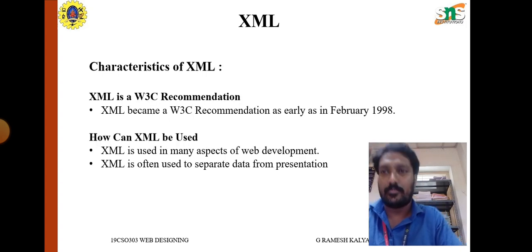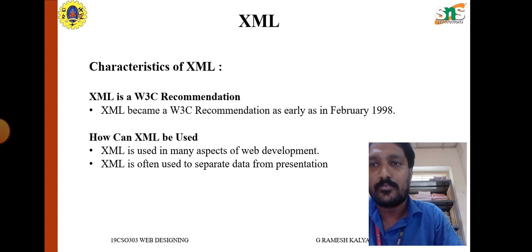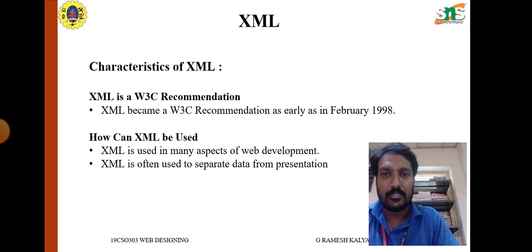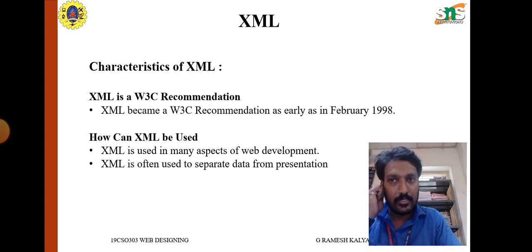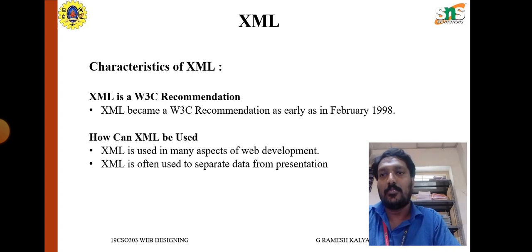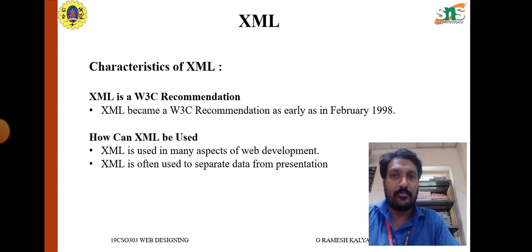As we saw previously, XML is a W3 consortium recommendation. XML became a W3 recommendation as early as in February 1998. As I said in the previous video, W3C is the World Wide Web Consortium. This is an organization or a committee that gives recommendations for a particular language. Only after getting the recommendation from the W3C committee, the language could be available for the general public use.